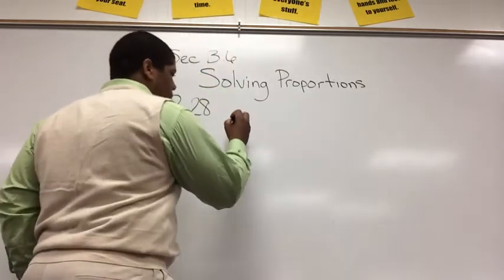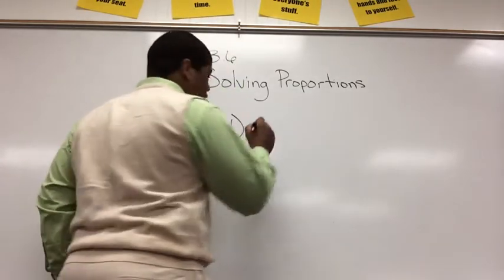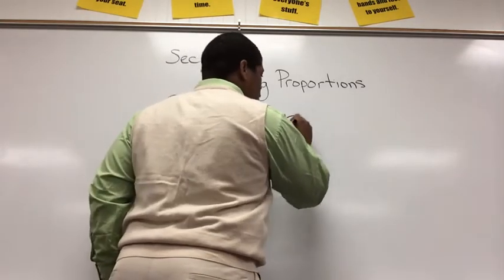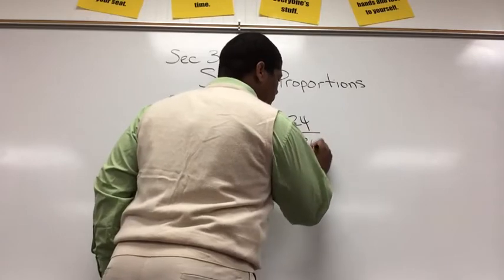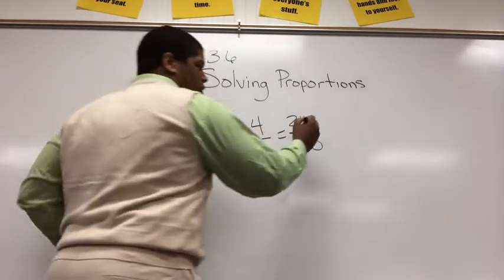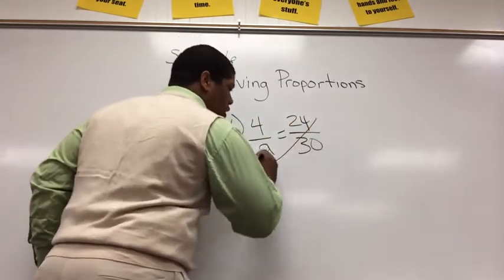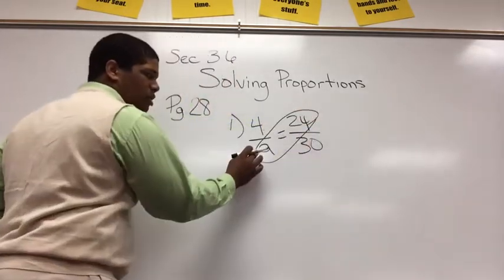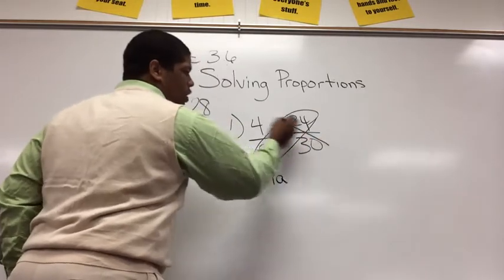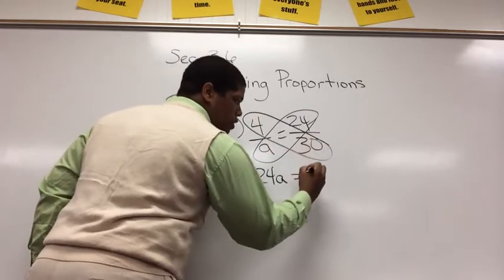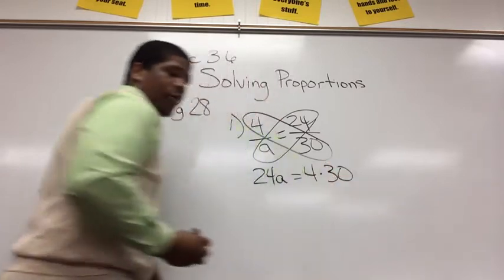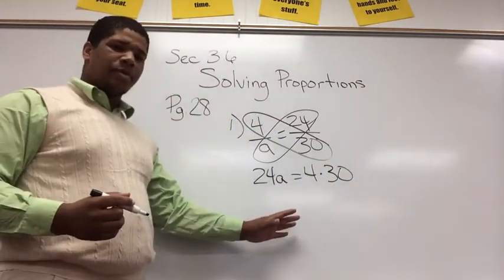So for our first example, we're going to do 4 over a is equal to 24 over 30. When solving proportions, what you want to remember is to cross multiply and set up an equation. So I cross multiply these two, and that gives me 24a, and I cross multiply these two, which is equal to 4 times 30. And I'm writing all this out just so you can see every step that I'm doing.